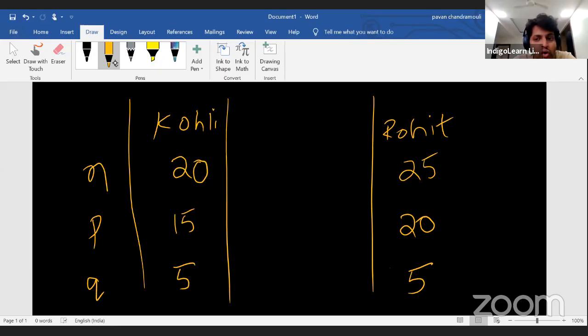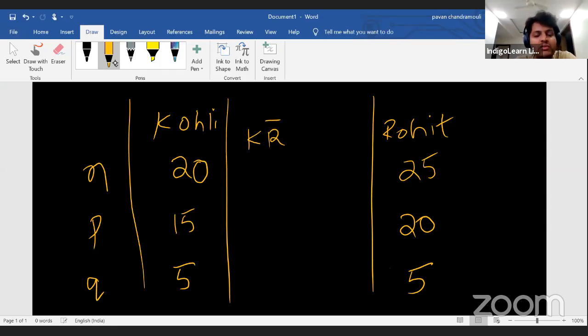Now it's your call. If you want only Kohli to score a century, you may be a Kohli fan. I want only Rohit to score a century. I may be a Rohit fan, but mathematics does not distinguish between Kohli and Rohit. You have to consider both the scenarios. That means you have to consider a scenario where Kohli succeeds and Rohit fails.